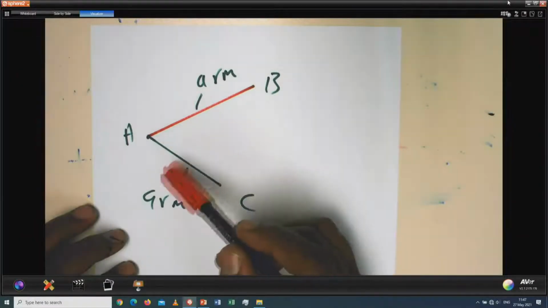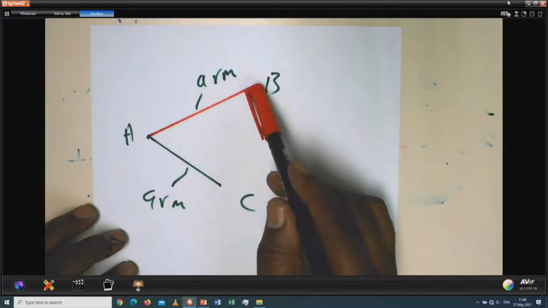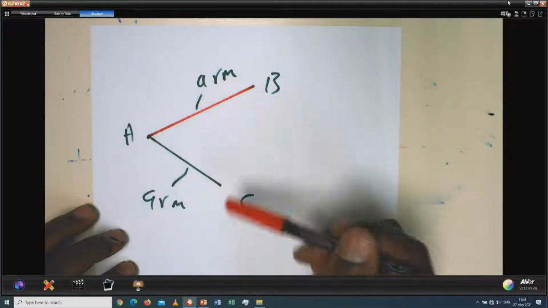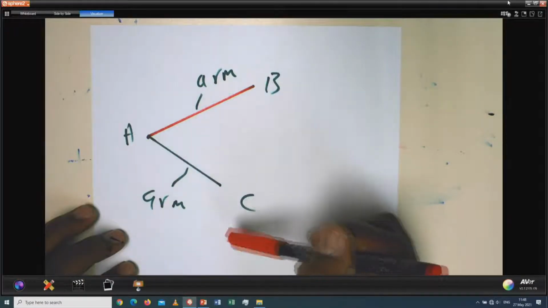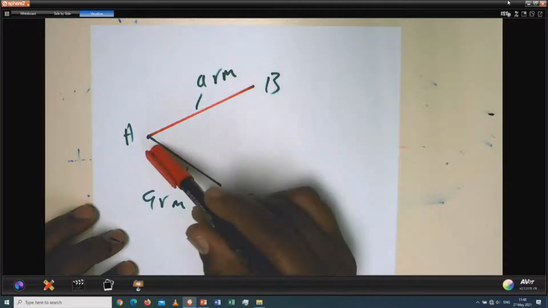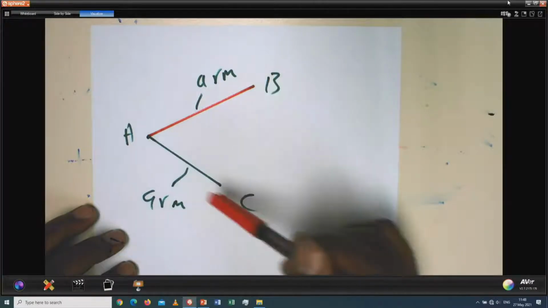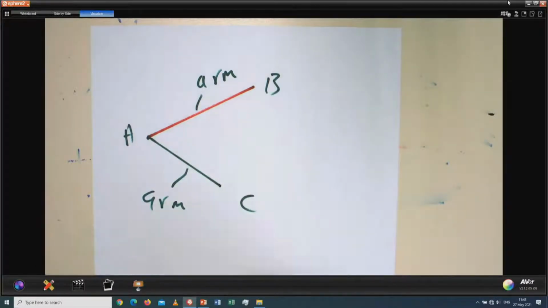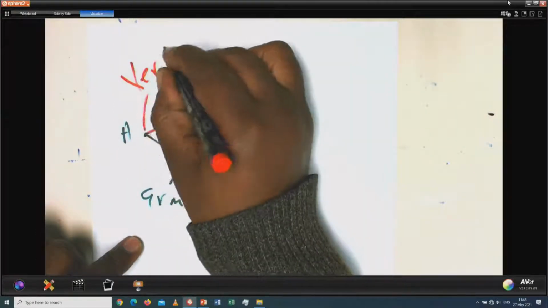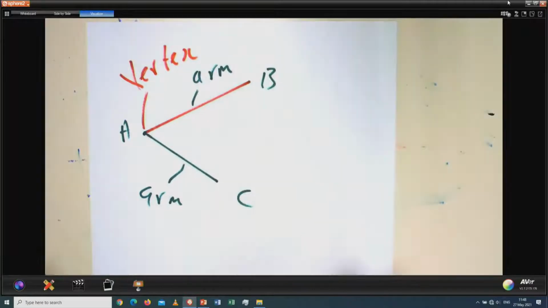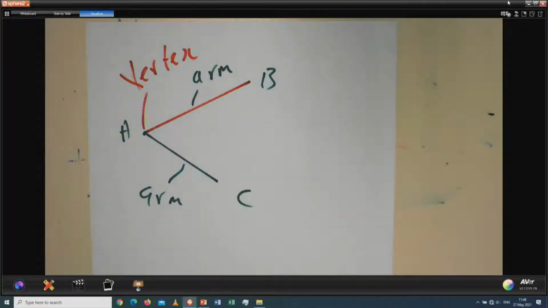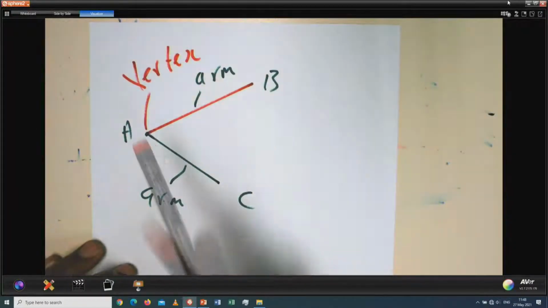Lines meeting at a point. A line AB or arm AB and arm AC. Line AB and line AC. They are meeting at a point, and that point is called a vertex. Where lines meet? A vertex. Where lines meet? That's a vertex.